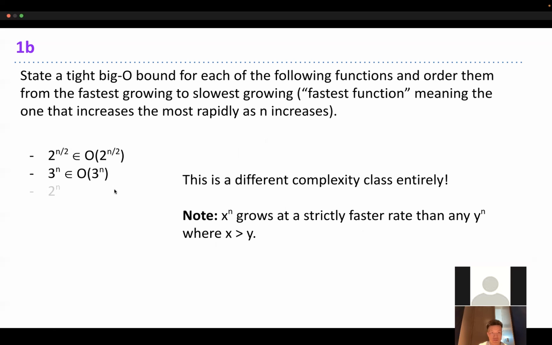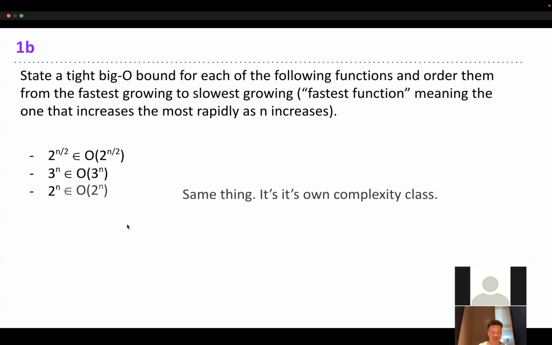But it is different from this next runtime, which is 2 to the n. So both of these are exponential, but 3 to the n grows much faster than 2 to the n. For example, if n was 2, 3 to the n would be 9, 2 to the n would be 4. If n was 3, then this would be 27, and then this would be 8. 3 to the n grows a lot faster than 2 to the n, even though they're both exponential. So they're kind of like the same complexity class if you think about it. It's still exponential.